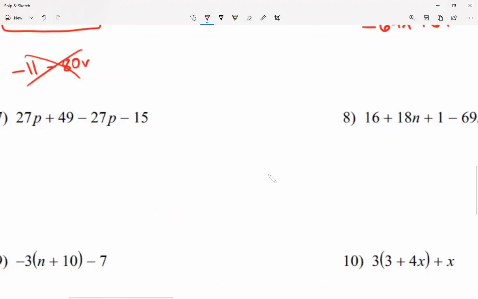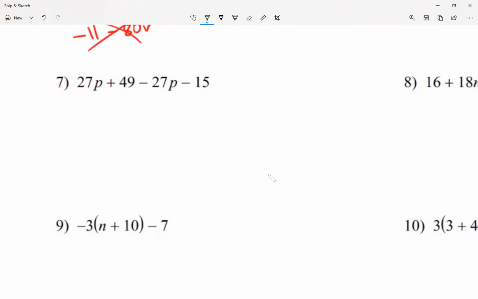Now let's take a look at question number 7. Let me combine the letters first. I see 27p minus 27p. I know 27 minus 27 is 0. So for the moment being, let me just write this as 0p. Now, don't write just the p by itself, because a p by itself will be 1p. So you're telling me that 27 minus 27 is 1, right? If you don't write a number, you're basically saying 1. So for the moment being, again, let me just write this as a 0p.